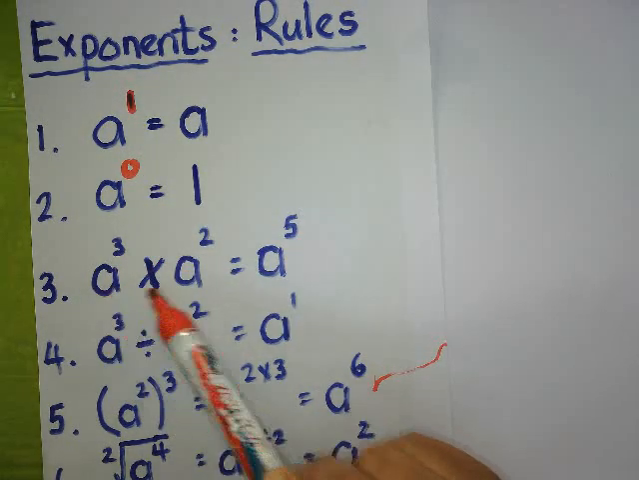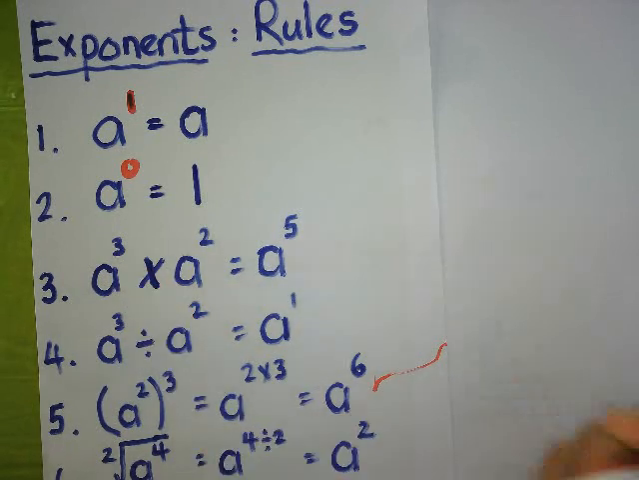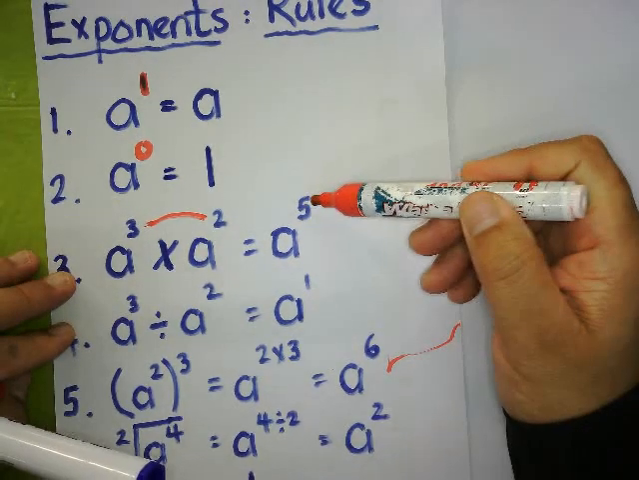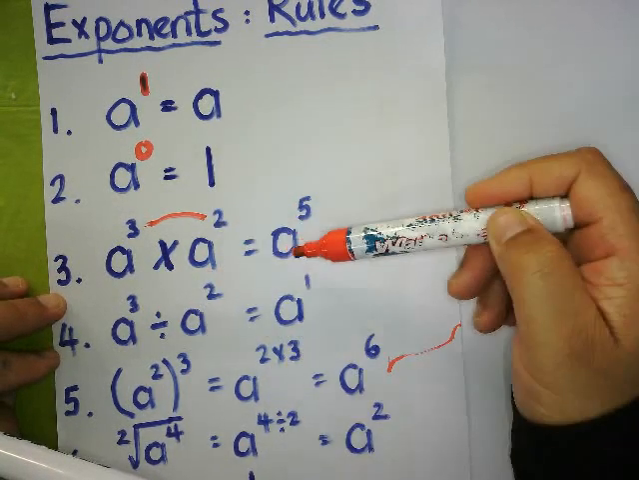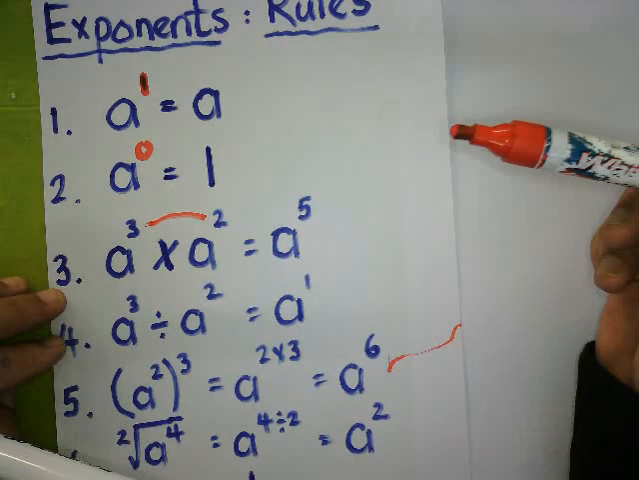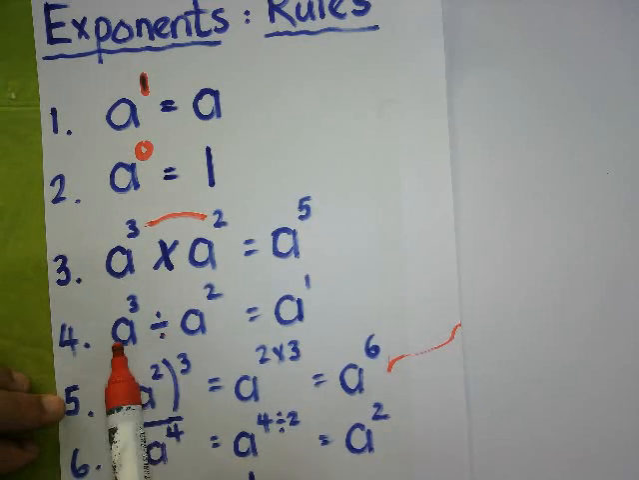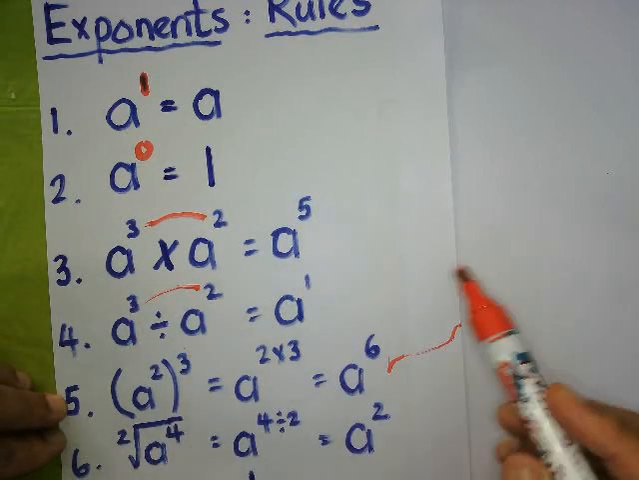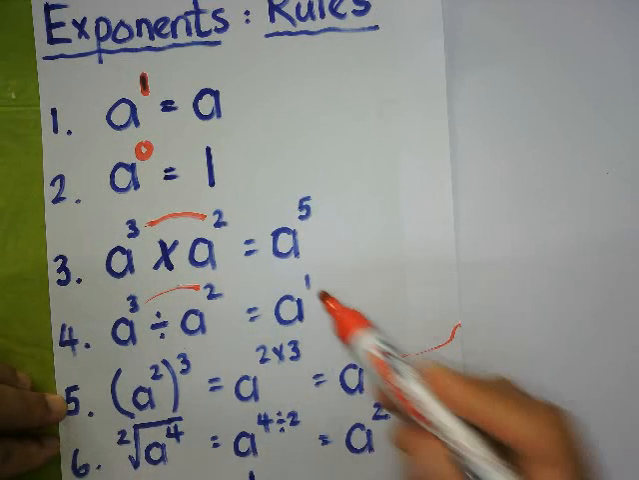When the bases are the same and I multiply them, then what do I do with the exponents? Then I add the exponents. So I say 3 plus 2 gives me 5. So it's A cubed times A squared will then be equal to A to the power 5. I'll do an example just now. When I divide the same bases, then I can just subtract the exponents. So it will be 3 minus 2 gives me 1.